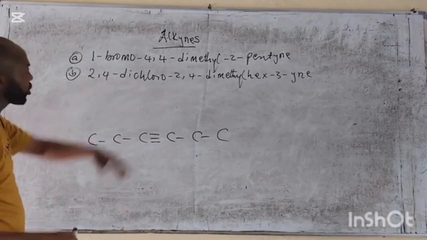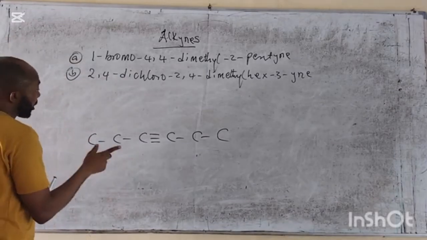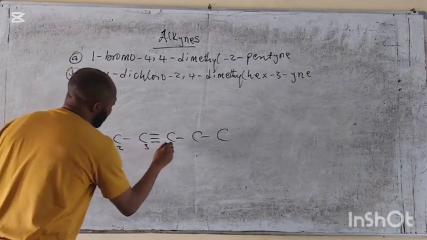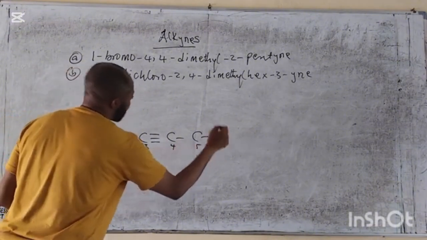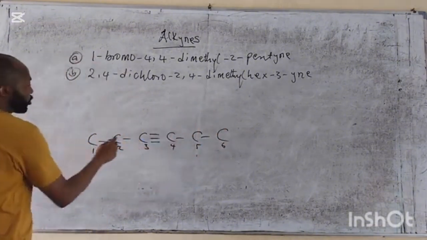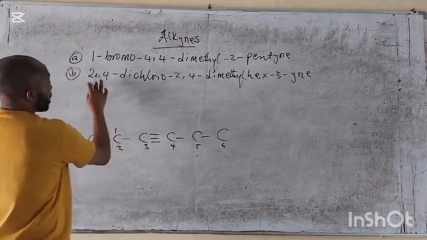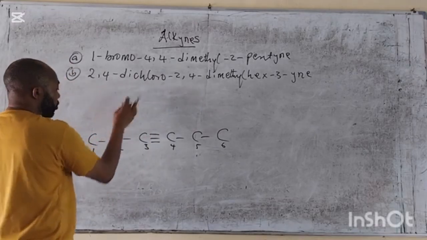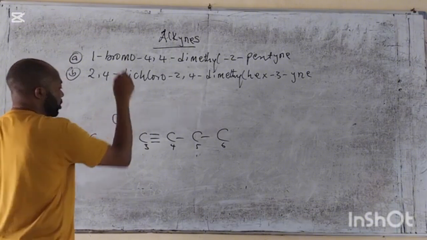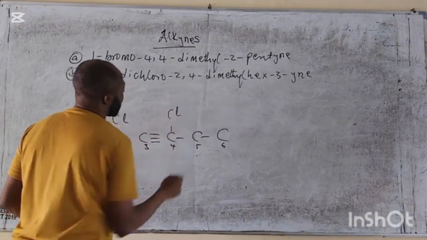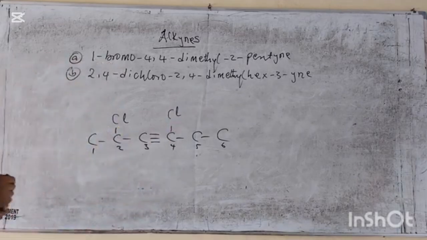2,4-dichloro. I want to start from here. So if this is 1, 2, 3, 4, 5, 6. 1, 2, 3, 4. So this is 2. They say 2,4-dichloro. The first chlorine comes in 2. 1, 2, 3, 4. The second one comes in 4. So I think that is where the mistake is.